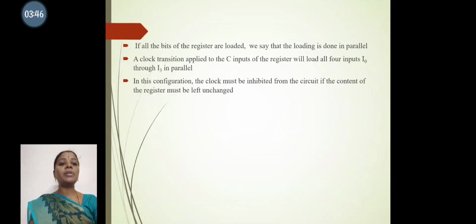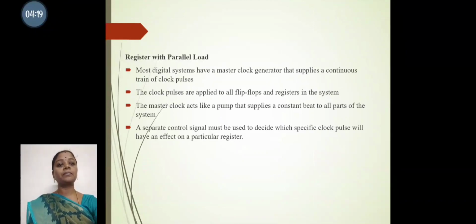If all the bits of the register from I0 through I3 are loaded simultaneously, we say that the loading is done in parallel. A clock transition applied to the C inputs of the register will load all 4 inputs from I0 through I3 in parallel. In this configuration, the clock must be inhibited, that is, stopped from the circuit, if we want the content of the register to be left unchanged for a while.